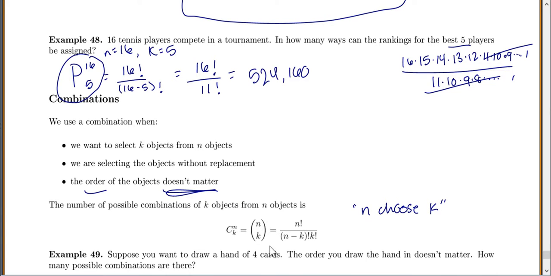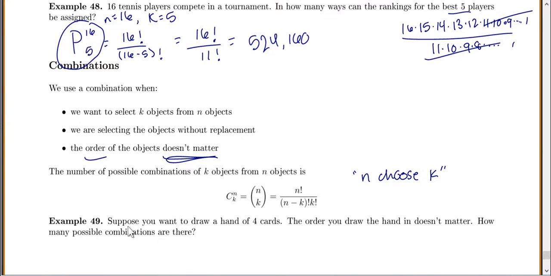And this one is even more likely to be in your calculator somewhere, but you'll do n factorial over n minus k factorial times k factorial. Suppose we want to draw a hand of 4 cards. The order you draw the hand in doesn't matter. And this makes sense in a lot of games. You just draw 4 cards, hold them in your hand, and all 4 cards are just in a similar pool. You can reorder them, it doesn't matter. How many possible combinations are there?